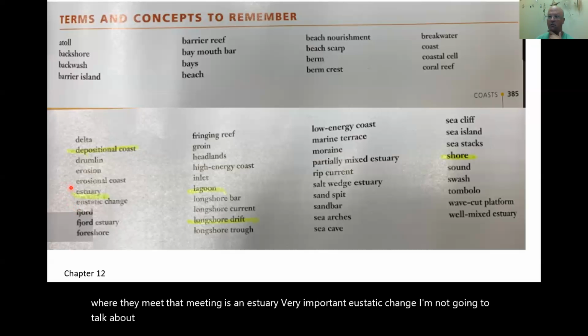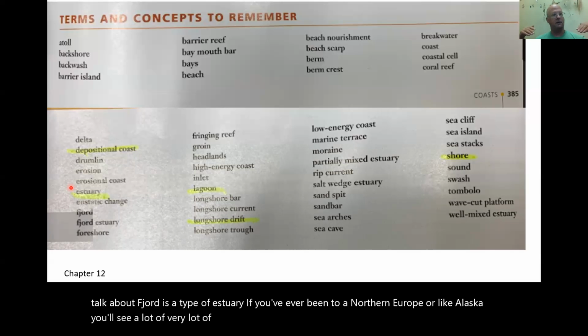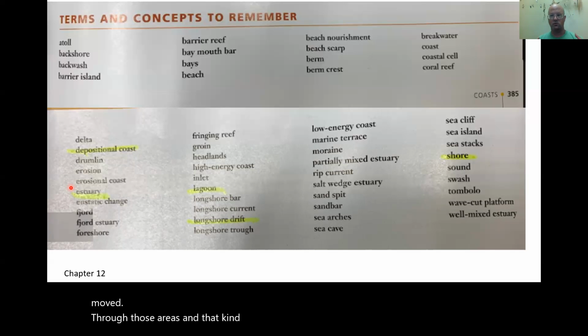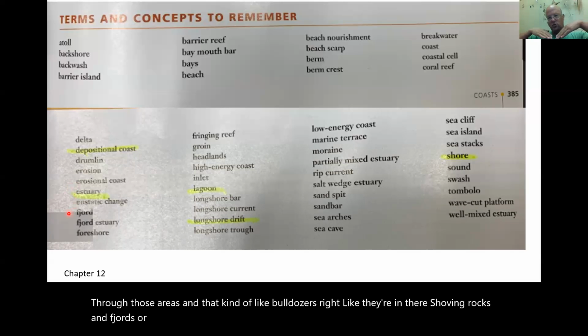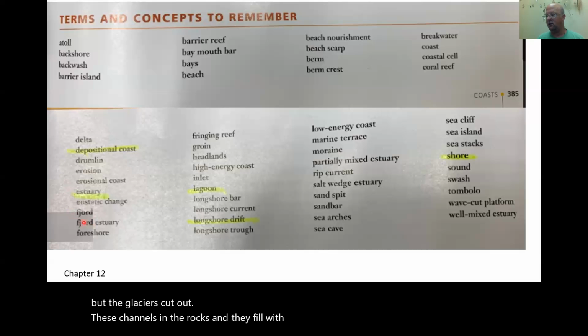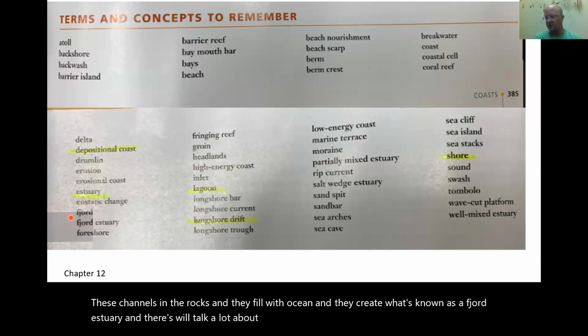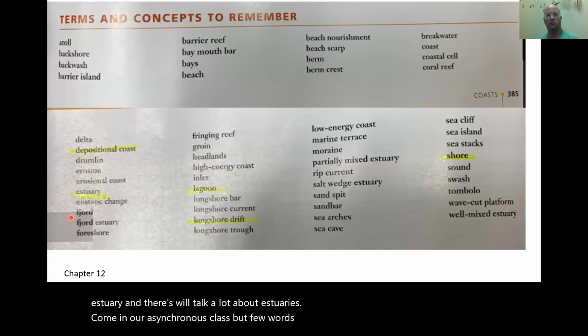Fjord is a type of estuary. If you've ever been to Northern Europe or Alaska, you'll see a lot of mountains, right? And what has happened in the past is glaciers have moved through those areas and they act kind of like bulldozers, like they're shoving rocks. And fjords are created when those glaciers essentially cut out. It sounds unbelievable, but the glaciers cut out these channels in the rocks and they fill with ocean. And they create what's known as a fjord estuary. We'll talk a lot about estuaries in our asynchronous class, but fjords are these very narrow channels that are carved out by glaciers.